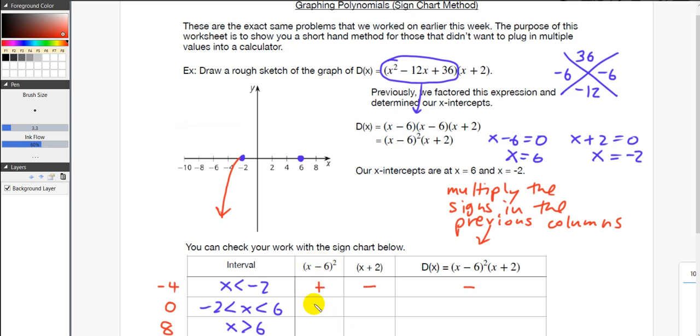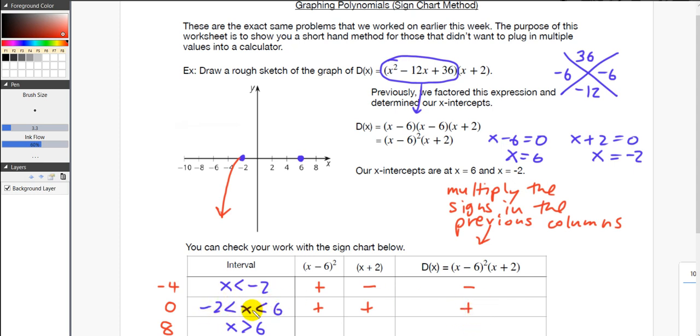0 minus 6 is negative 6. So you're thinking negative 6 squared. Is negative 6 squared positive or negative? So that should be positive, because negative 6 times negative 6 is going to be positive 36. Then you're going to plug 0 into here. 0 plus 2 is positive because 2 is a positive number. A positive number times a positive number indicates that our output is going to be positive.